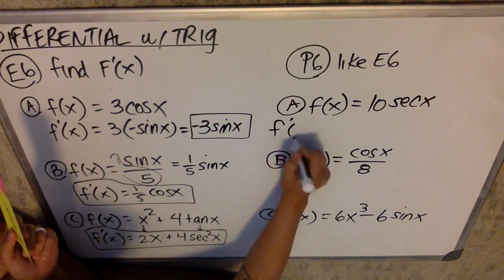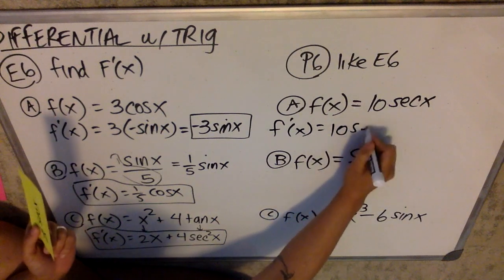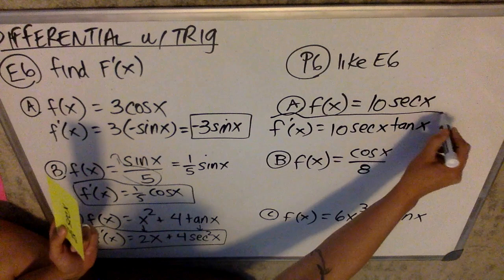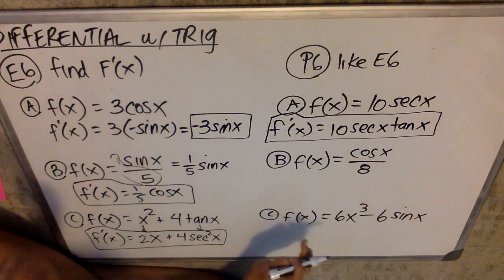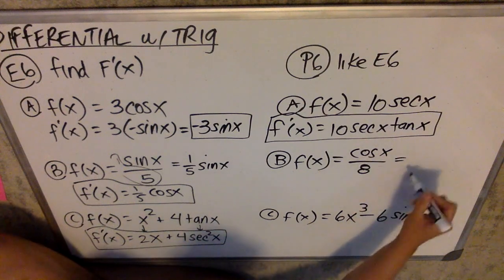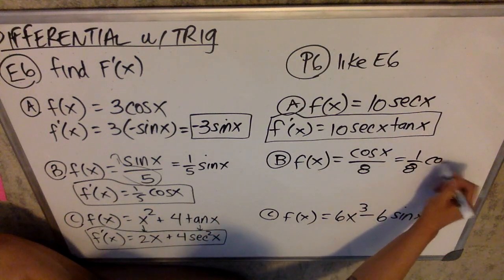So, my f prime of x is just going to be a 10 in front of that secant tangent. And we usually say secant tangent even though technically it's secant of x tangent of x. You have to write the x's in it. We just usually say secant tangent. For b, I want to rewrite this as a 1/8 in front of the cosine of x.